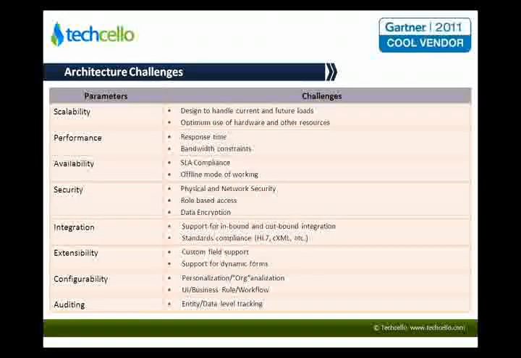So what is the expected cost saving by having multi-tenancy in place? As we saw, typically 16 times cost saving or operational cost saving is expected when you go for a multi-tenant model.